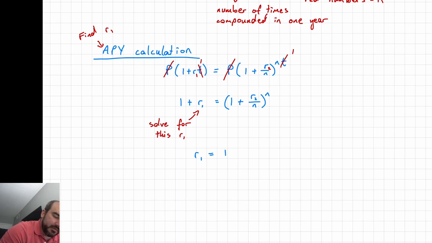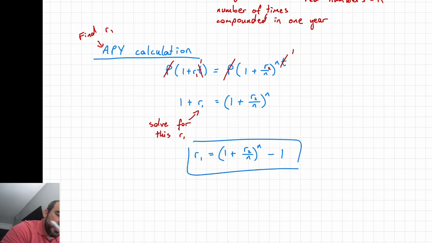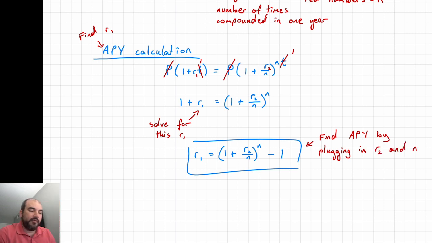R1 is going to be this: 1 plus R2 divided by n, raised to the n power, and then a minus 1 at the end, because I took this plus 1 and subtracted it to the other side. I subtract 1 from both sides. This is how to find APY by plugging in R2 and n from the given question.